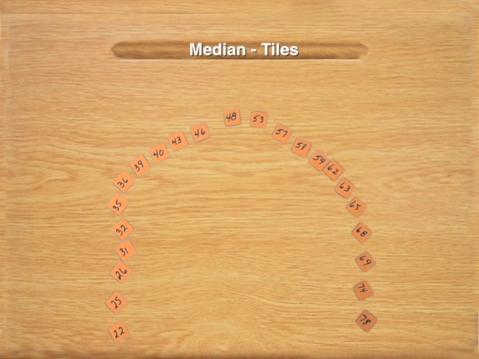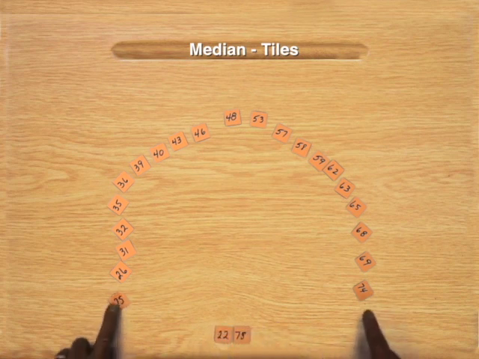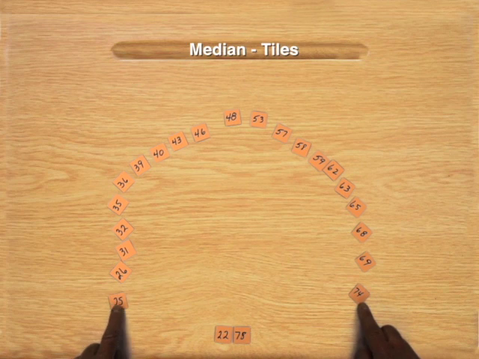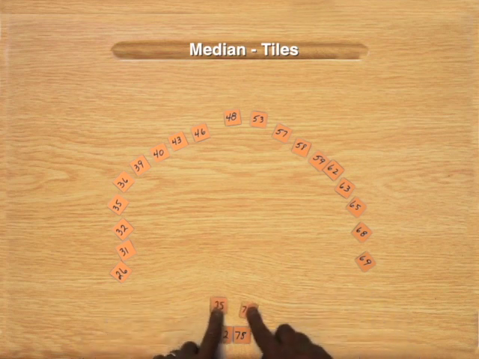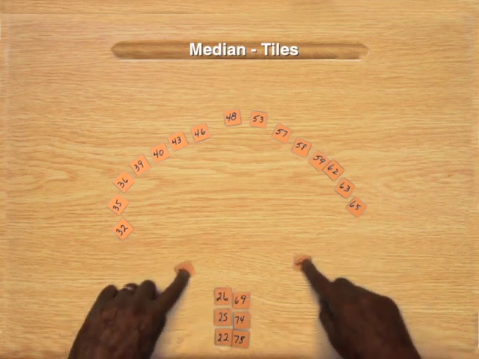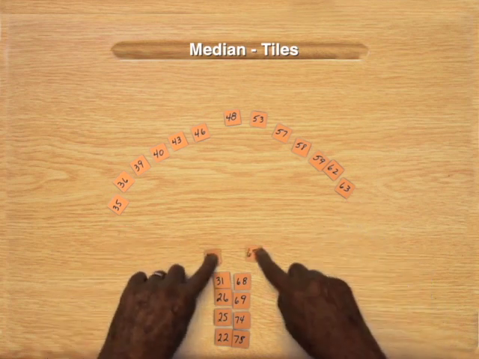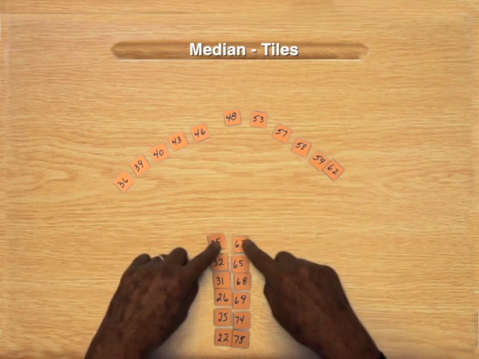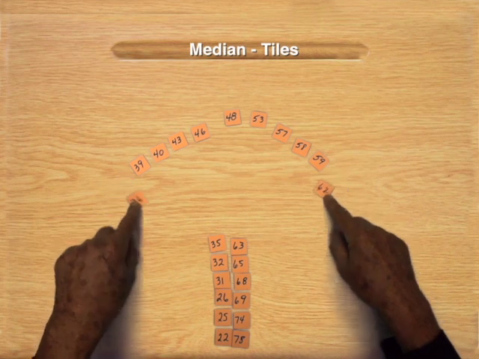So now that we have them in numerical order, we're going to pair them off by taking a lowest number and a highest number. So now 22 is lowest and 78 is highest, so we're going to pair them off. Now 25 is the lowest and 74 is the highest, we're going to pair those off. And we're going to continue pairing them off. So we have 26 and 69, 31 and 68, 32 and 65, 35 and 63.